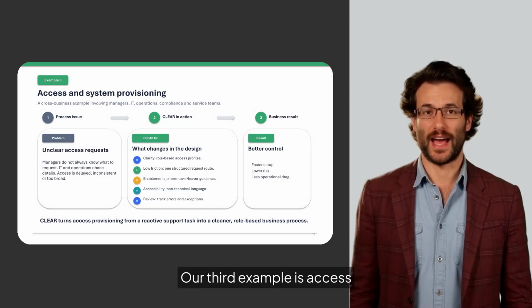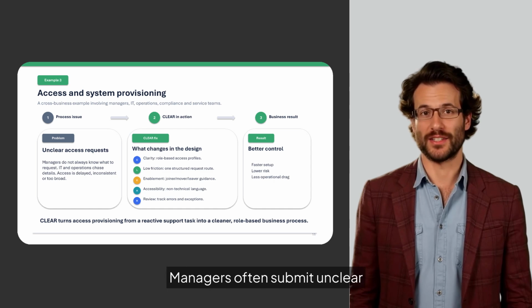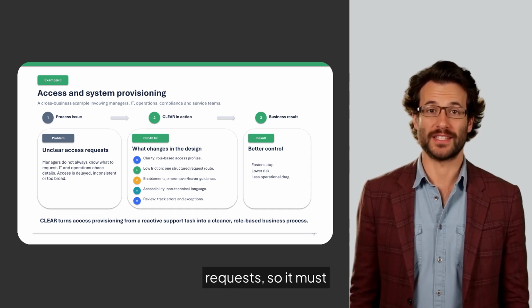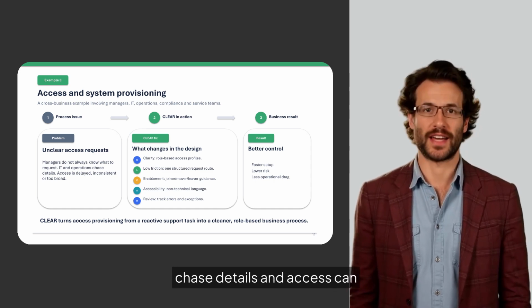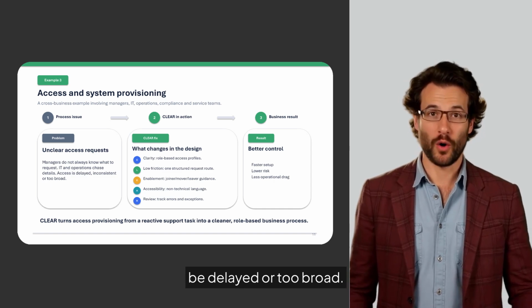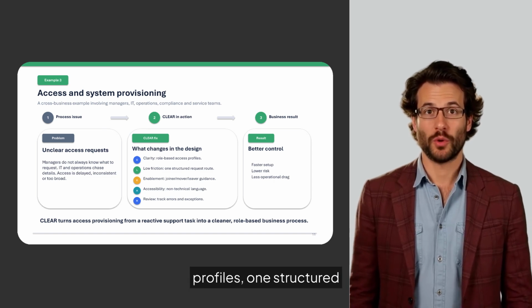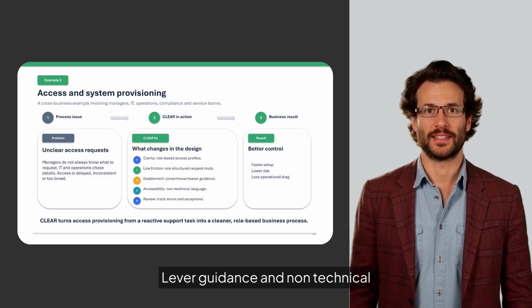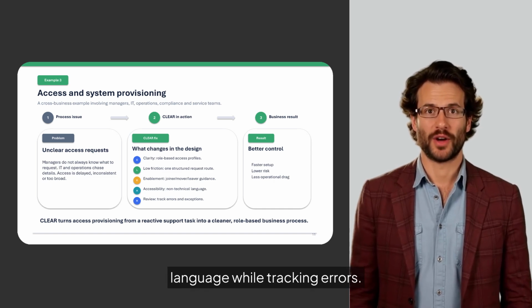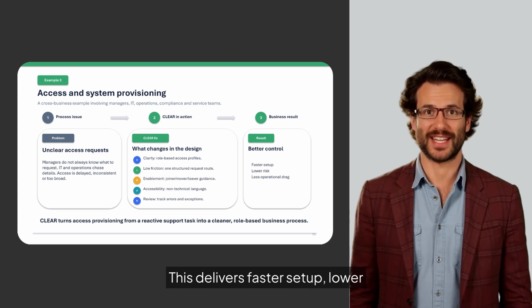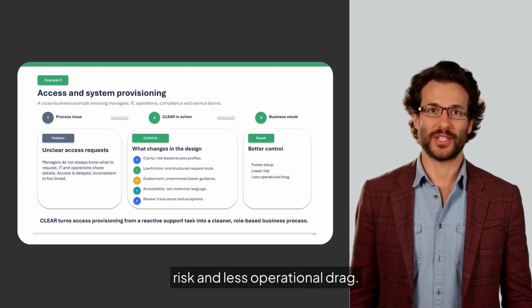Our third example is access and system provisioning. Managers often submit unclear requests, so IT must chase details and access can be delayed or too broad. With CLEAR, we use role-based access profiles, one structured request route, joiner-mover-leaver guidance, and non-technical language, while tracking errors. This delivers faster setup, lower risk, and less operational drag.